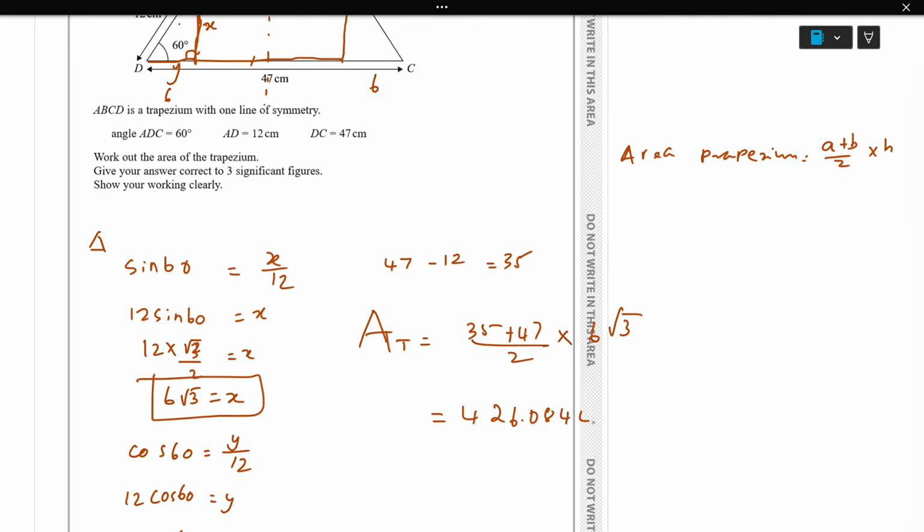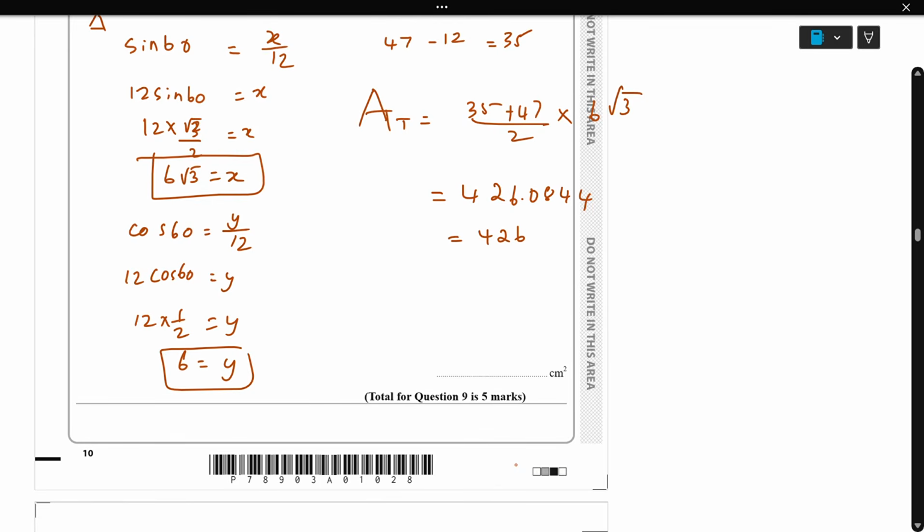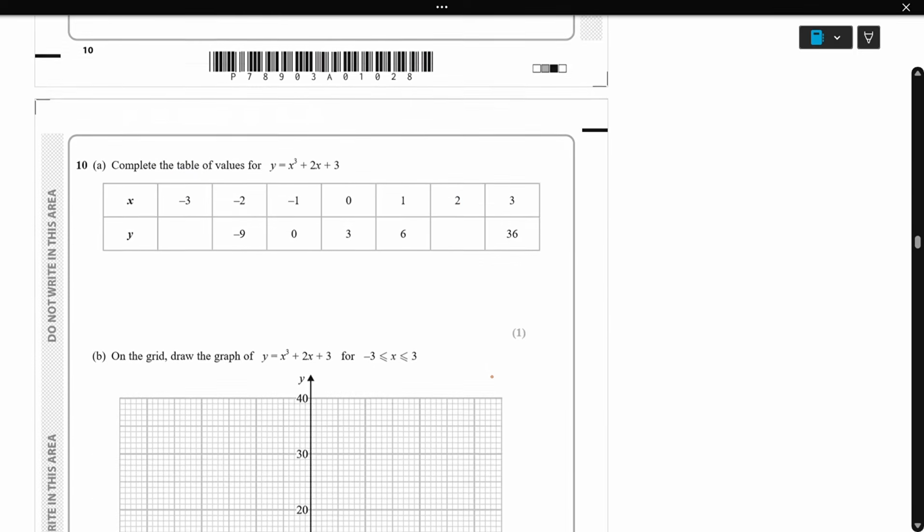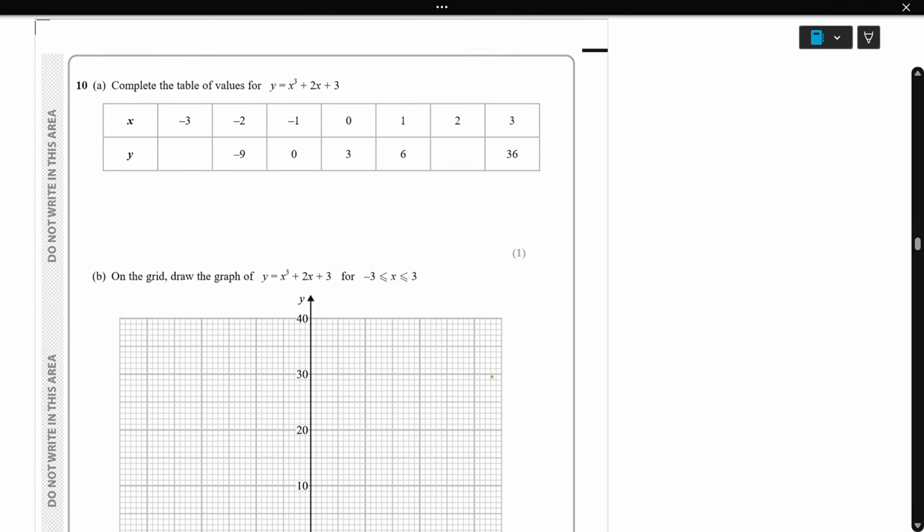Use the calculator and get the value, which is 426.0844. The question asks for 3 significant figures, so when you round to 3 figures, 426 is the answer. So the final answer is 426 centimeters squared.